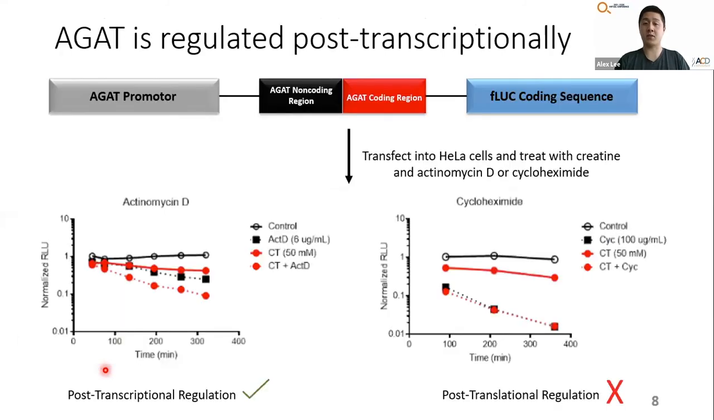Finally, we want to use the same construct to determine if AGAT could be regulated in a post-transcriptional manner. So we transfect the same construct into cells, and we treat with either creatine, as well as actinomycin D, which is a transcriptional inhibitor, or cycloheximide, which is a translational inhibitor. On the figure on the left, we're looking at actinomycin D treatment. Here we have the control, creatine treatment, actinomycin D, and then creatine with actinomycin D. We can observe that in the presence of both creatine and actinomycin D, we have reduced luciferase luminescence relative to either actinomycin D or creatine by itself. Based upon this observation, this suggests that creatine and actinomycin D act on AGAT in two different manners, and therefore creatine can act on AGAT in a post-transcriptional manner.